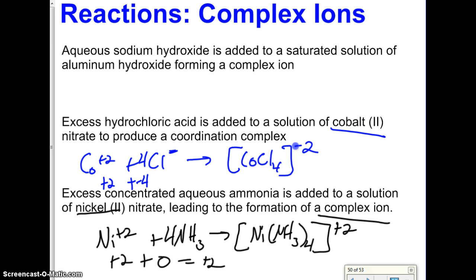So that's kind of the quick version of complex ions, but again, what you're really looking for is kind of the rules, and that's about it.